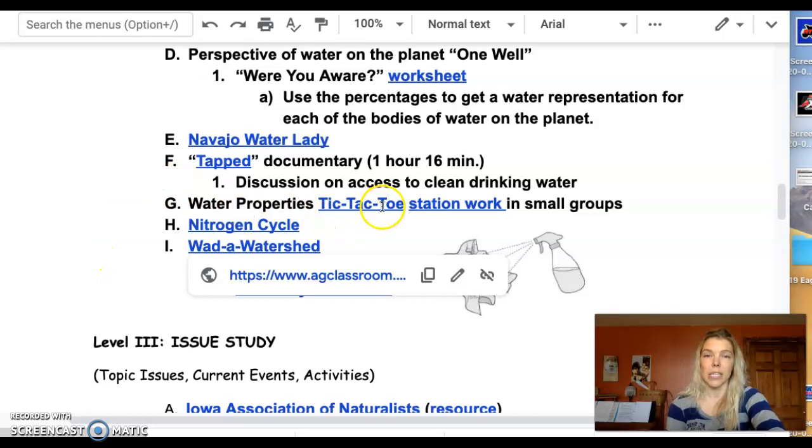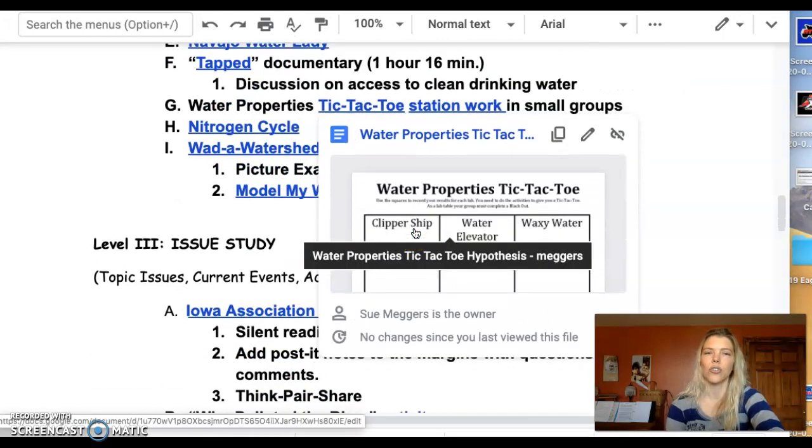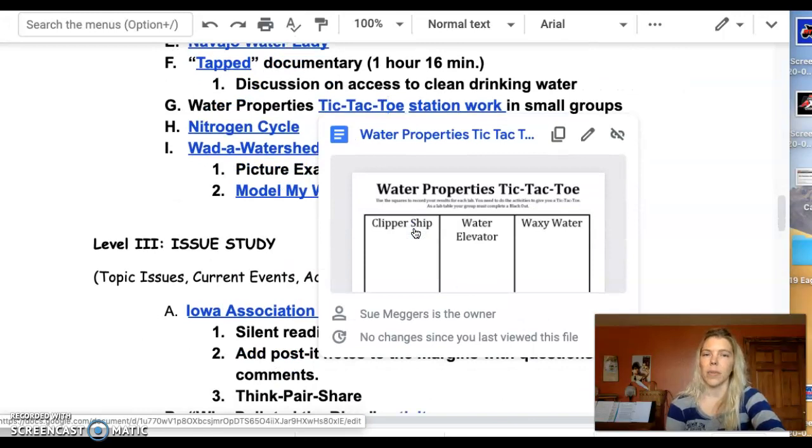The water properties, tic-tac-toe station work. I loved this. I did this twice already. Absolutely love it. It's so hands-on, and it's a great inquiry for all students. The students love it.